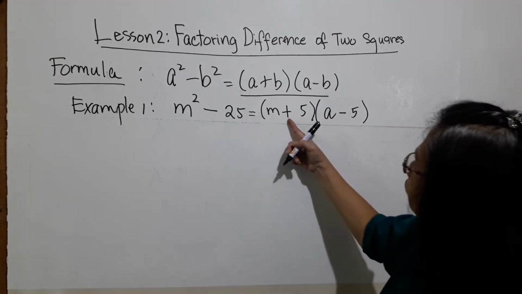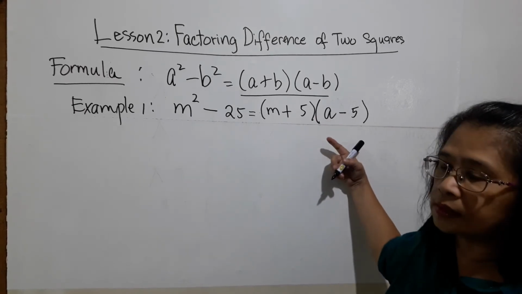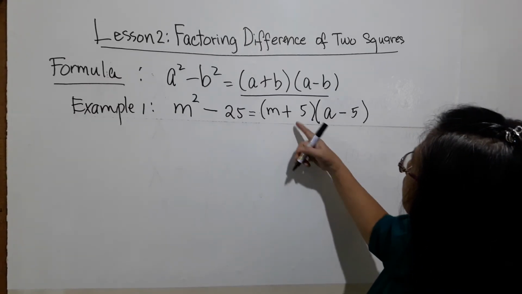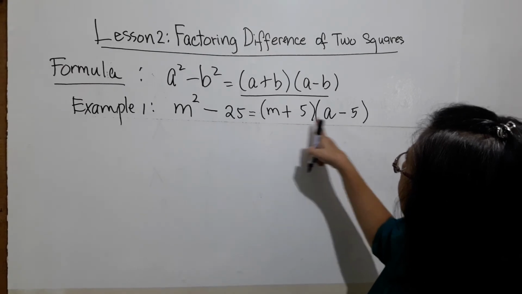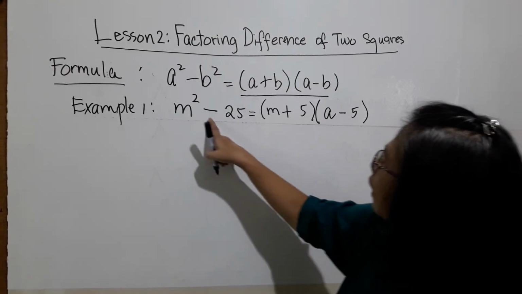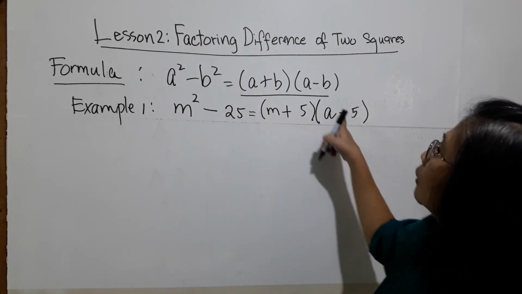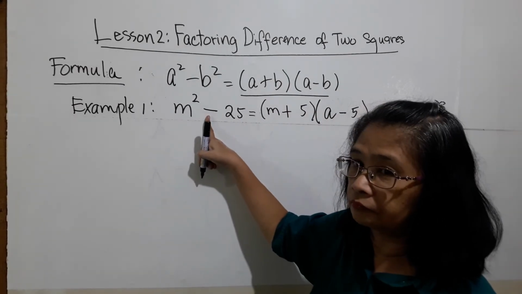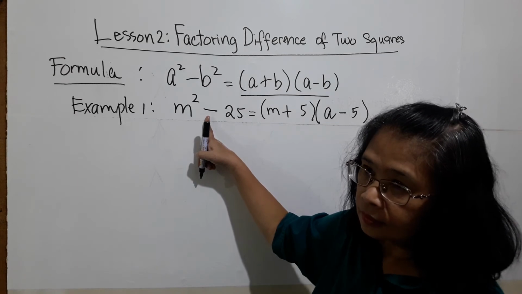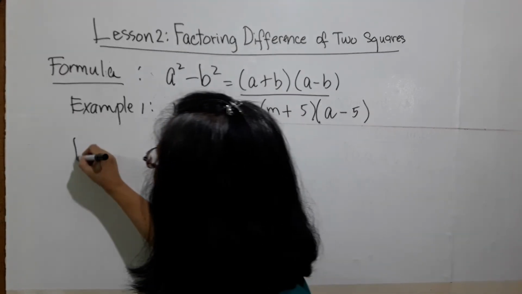Why is it that the two signs are not the same? Because if we multiply plus and minus, it will give you a minus, or positive times negative will give you a negative. Do you understand? Okay, let's have example number 2.